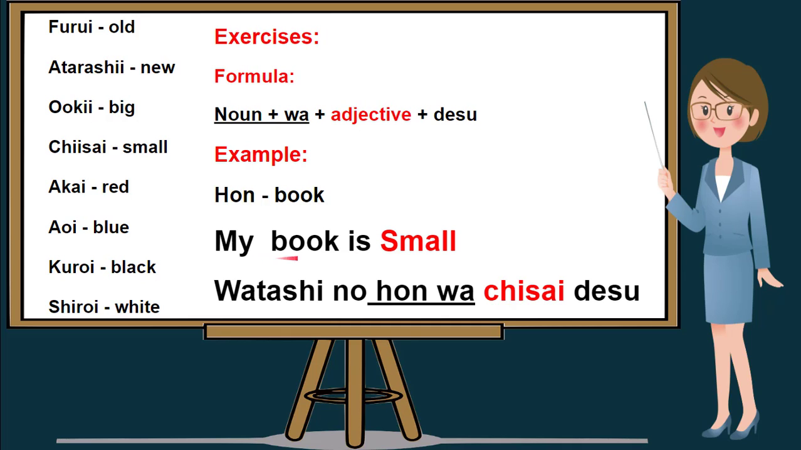Very good. My book is small. Let's translate this word by word. My is watashi no. And of course, it will be written in the beginning of this sentence. Followed by the noun, which is the book, honwa. And followed by the adjective, small, which is chisai. And the last word is desu. My book is small in Nihongo is watashi no hon wa chisai desu. Let's read this once again. Watashi no hon wa chisai desu, which means my book is small.